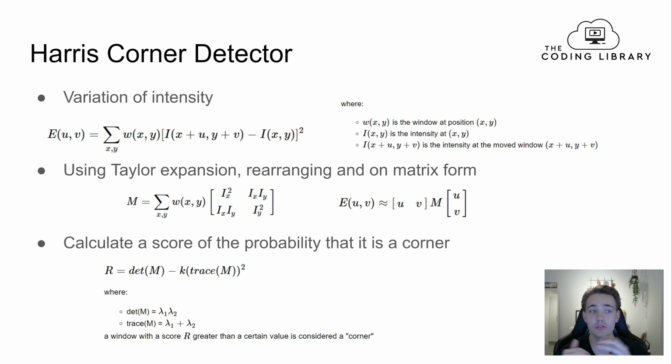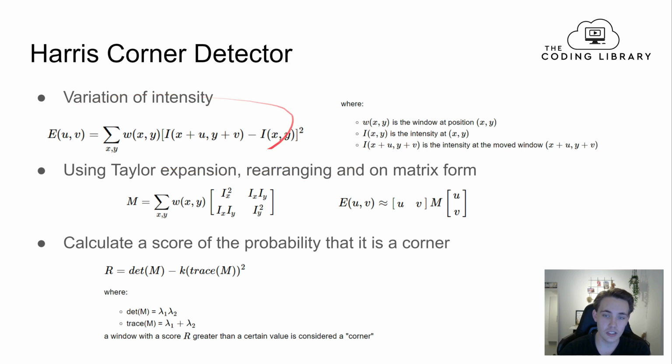So if we're actually going to apply this corner detection in OpenCV and in computer vision, we can deal with the Harris corner detector, which is an implementation of how we can find corners in an image. So to find corners in an image with this Harris detector, the approach is to find the variation of the intensity in the image.